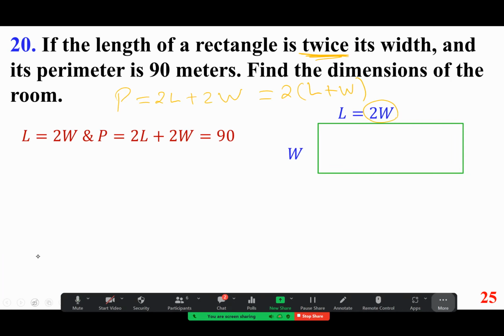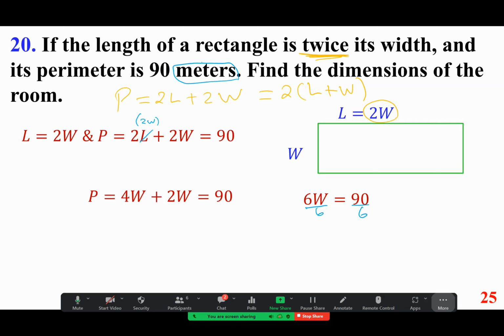So we know L is 2 times W, and we know P has this formula of 2L plus 2W, and it's equal to 90. So all we have to do is replace this L with 2W. So 2 times 2W. If we replace this with 2W, then we get 4W plus 2W, giving us 6W. Divide both sides by 6, and it becomes 15.